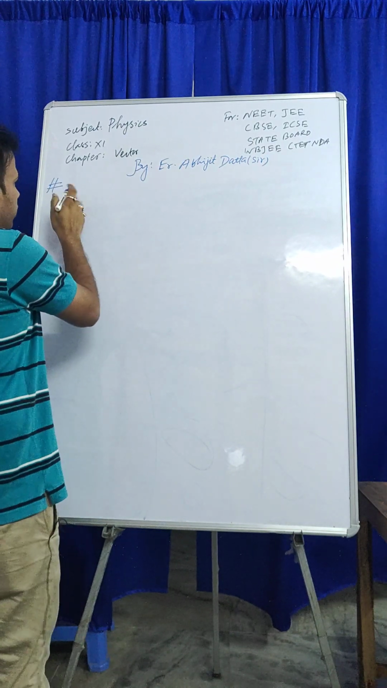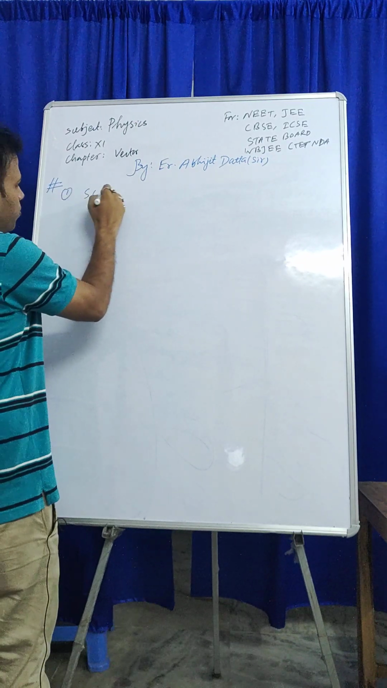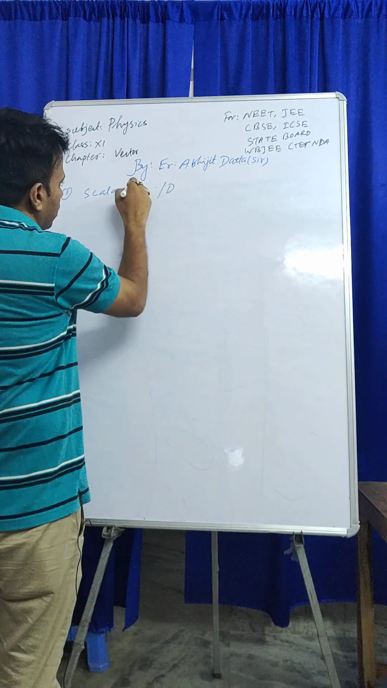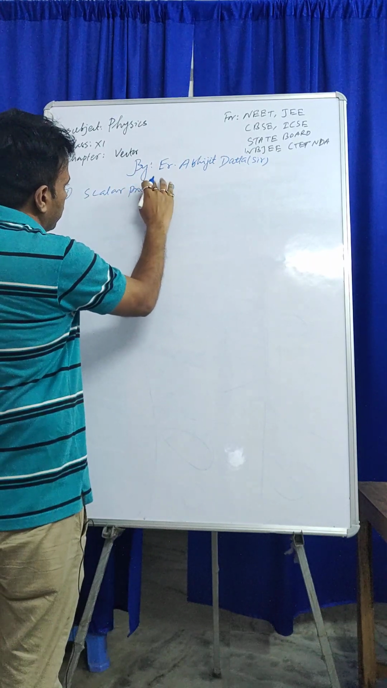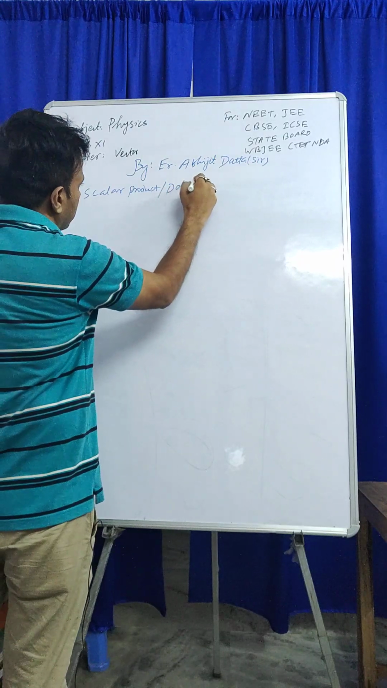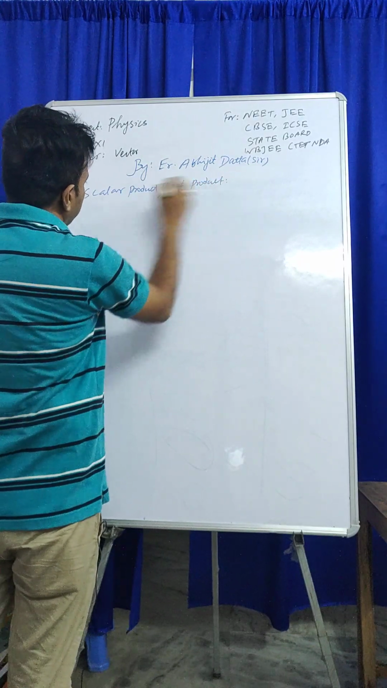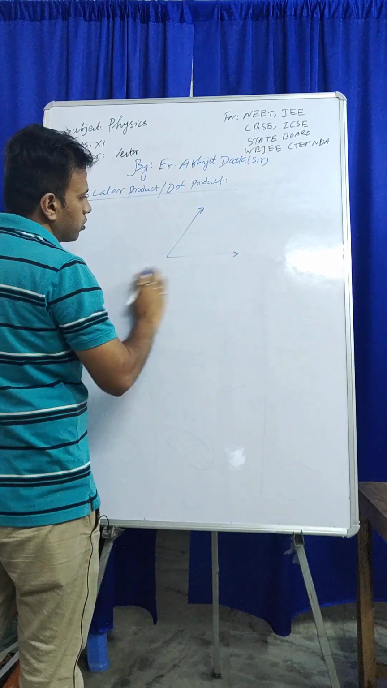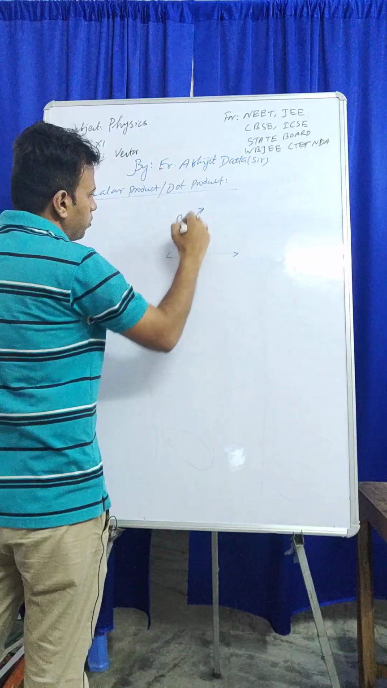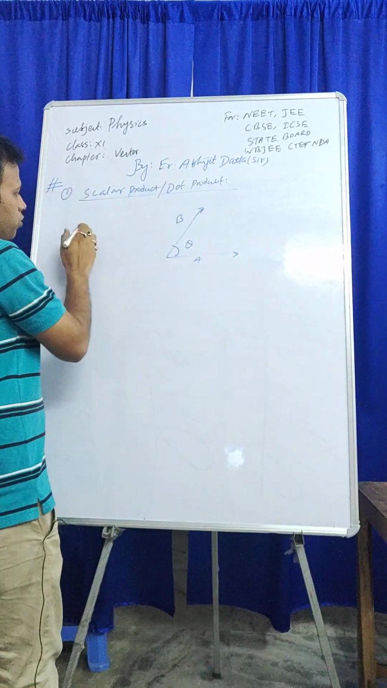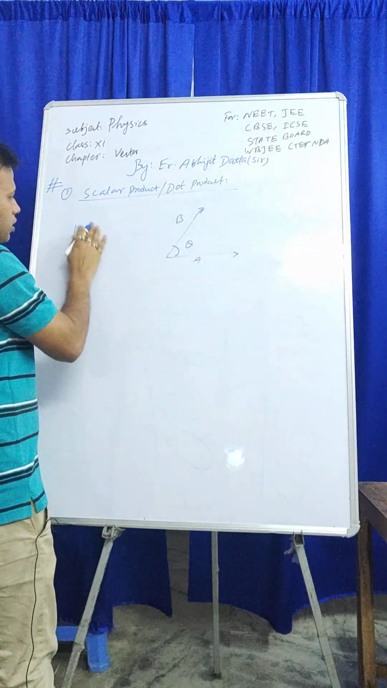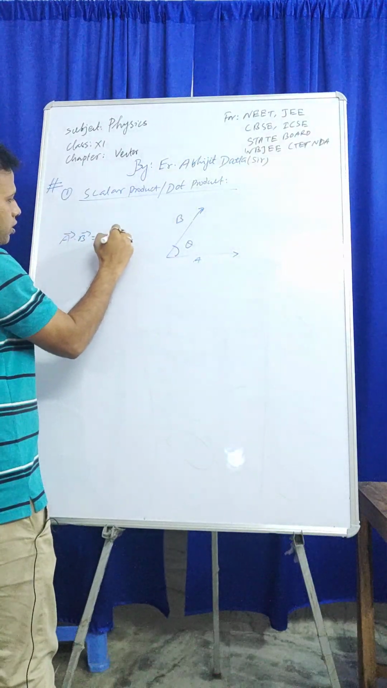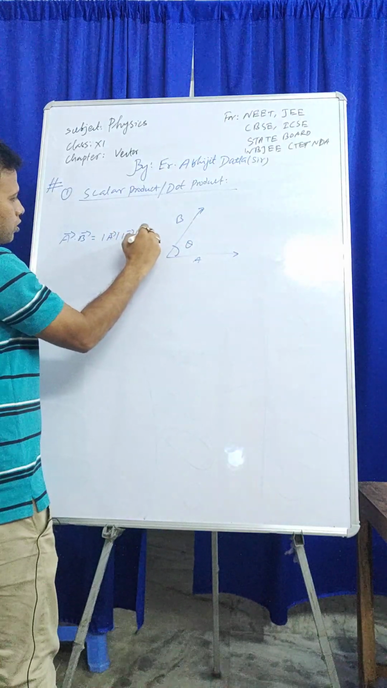Okay, so product of vectors, first one is scalar product or dot product. Okay, scalar product or dot product. So if this one is A, this one is B, angle is theta. So scalar product A dot B is equal to mod A mod B cos theta.